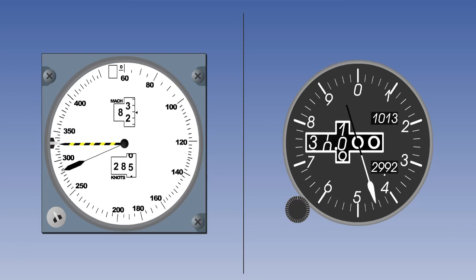The reason it does this is that as altitude increases, when climbing at a constant indicated airspeed, MMO, when expressed as an indicated airspeed, decreases.